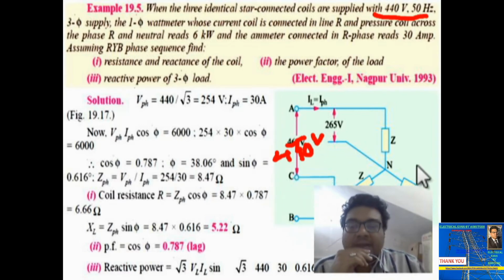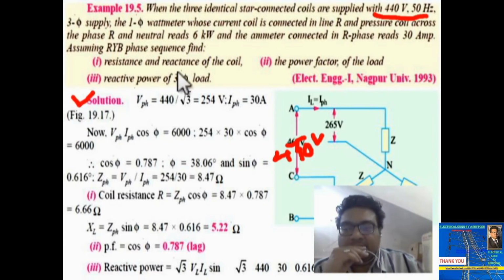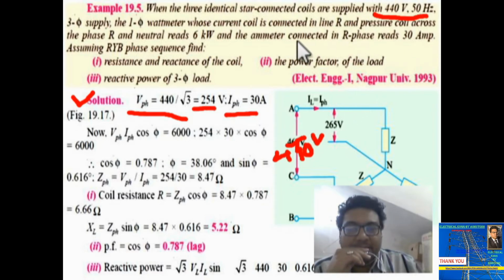Okay, so this will be called line voltage, and then you can start solving this numerical from here. We know the formula VPH is equal to VL by root 3. So just put the value of line voltage, 440 divided by root 3. It will be equal to 254. So this is the phase voltage, and then IPH we are given over here, 30 ampere, because there is an ammeter connected in series with this line. This will read the phase current, that is 30 ampere, and that will be equal to line current.